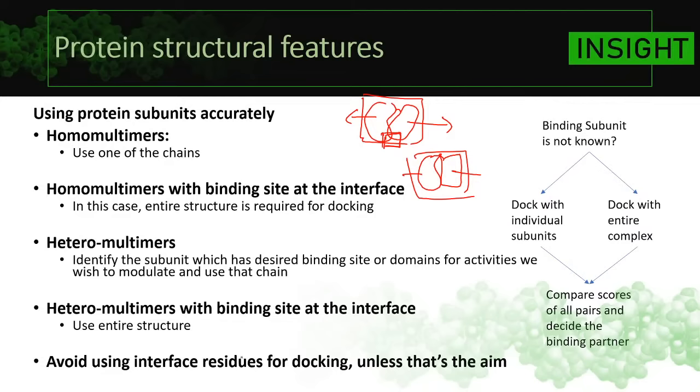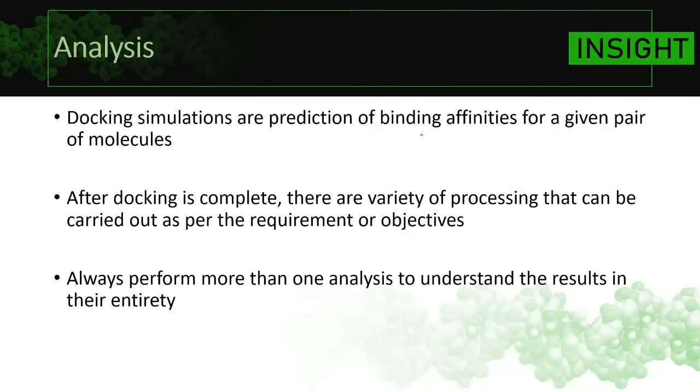Avoid using any interface residues. So if you already know that these residues are at the interface of these partners, then avoid using them if it is not intended to be. If your intention is to actually break the association, you can use those residues. That's not a problem. So that can be done.